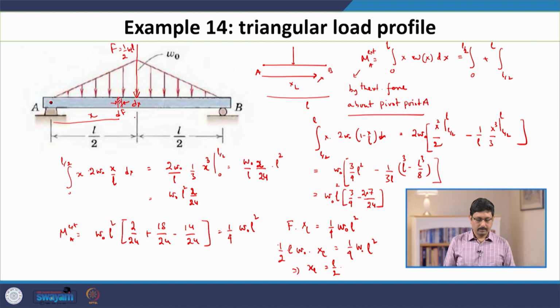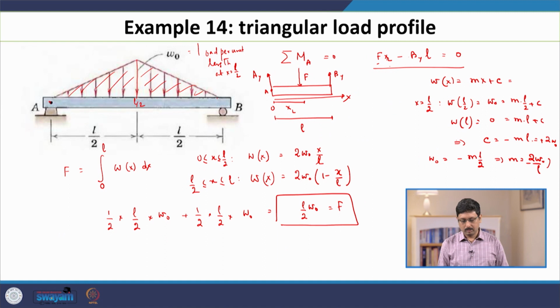Does it make sense? Well, the line of action does make sense, because by symmetry any part of the force distribution is symmetric about the middle point. So by symmetry we expect that the line of action of the force should go through the middle point, but you have to do this calculation to actually verify that.